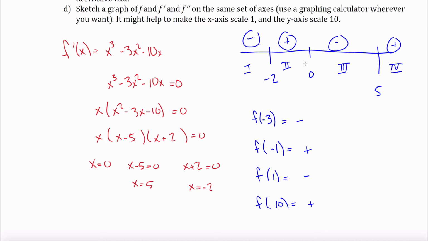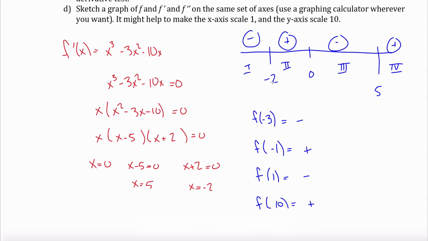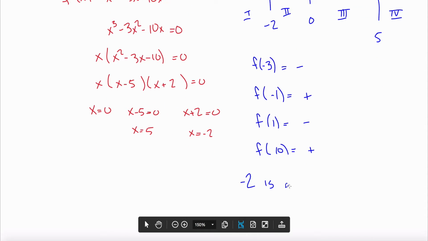Now that I have this sign line, which is what this is called, I can classify my critical values. At negative 2, the sign of my first derivative switched from negative to positive. So if you want to picture it, my graph was decreasing, then it hits negative 2, and then it starts increasing. What that tells me is that negative 2 is a local minimum.